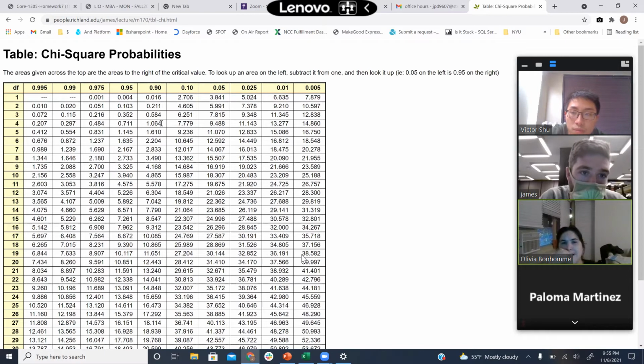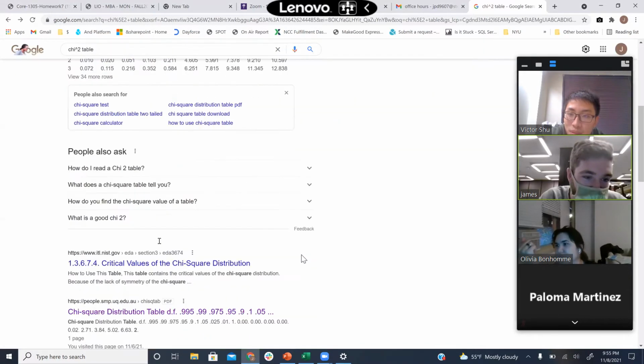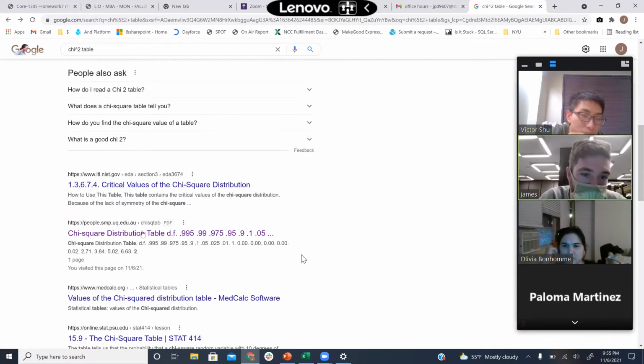So it's between 90% and 10%. Yes. It's not very precise in this table. Maybe I can find another one. Yeah, I think maybe.